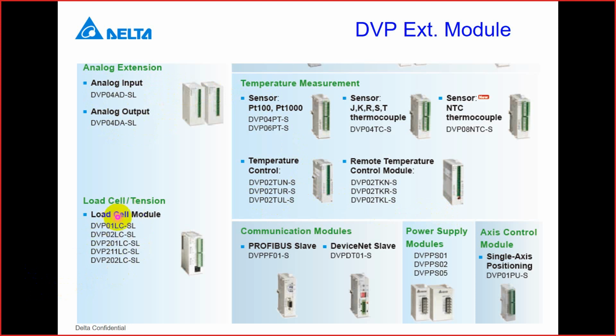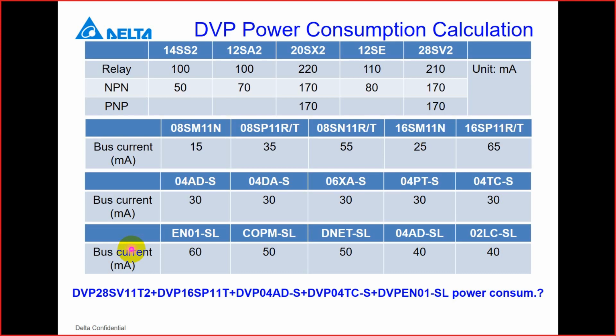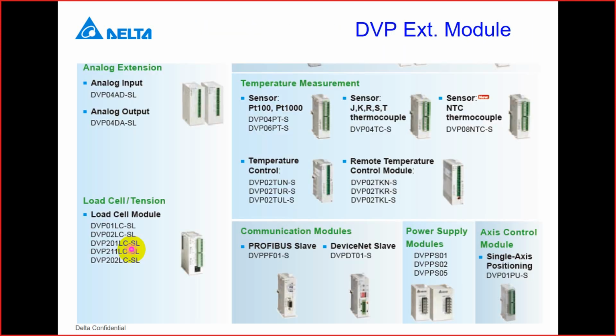Okay, and final would be the load cell module. So I think most of you maybe have some experience, especially maybe not so good experience with our DBP load cell. So basically, I won't suggest you use the first two. So if you have any new inquiry and you want to use the DBP, please consider the DBP 201, 211, or 202 load cell module. So this is all for the DBP module. Not sure any question?